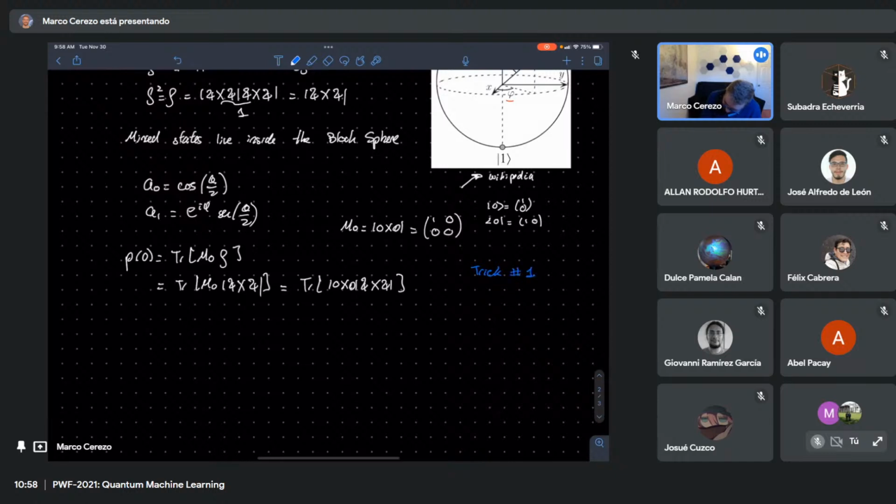number 1. Whenever I'm computing the trace of a projector operator, let's call this phi, with an operator O, this is just the expectation value of O over psi.